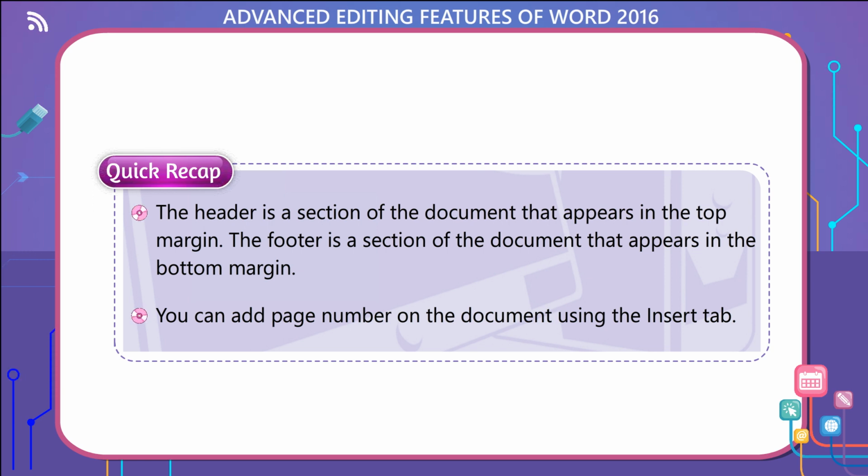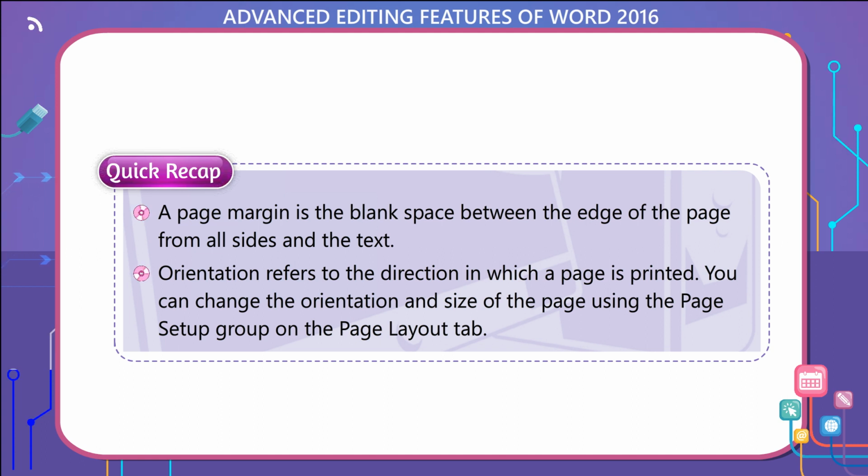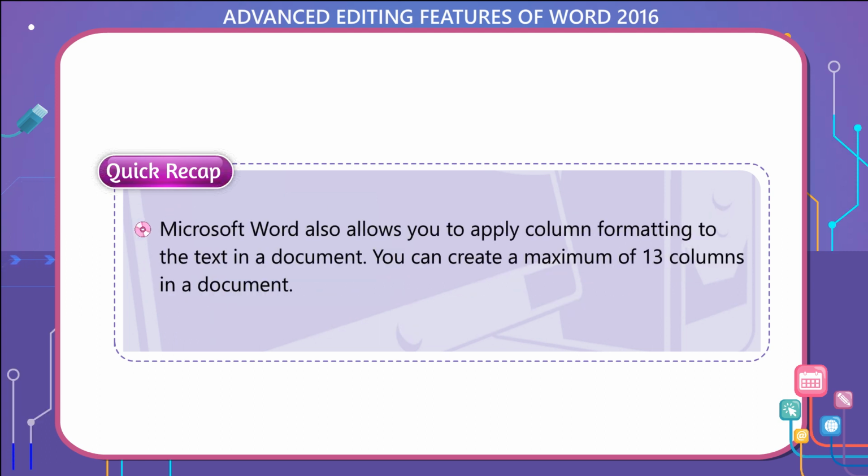You can add page numbers to the document using the Insert tab. A page margin is the blank space between the edge of the page on all sides and the text. Orientation refers to the direction in which a page is printed. You can change the orientation and size of the page using the Page Setup group on the Page Layout tab.